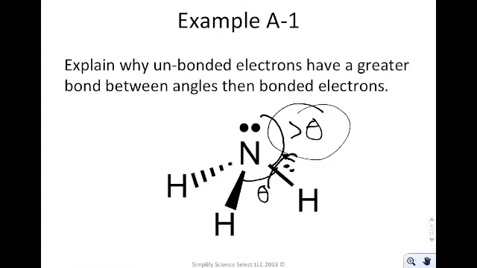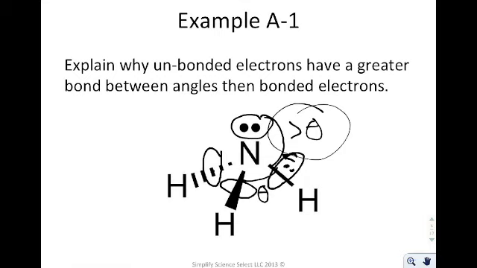So the pair is probably somewhere in between right here and right here. Because of that, you have this difference in terms of how far the electrons are from this central atom. The lone pair is going to be much, much closer to the central atom than these bonded pairs. The distance makes a big difference, though.